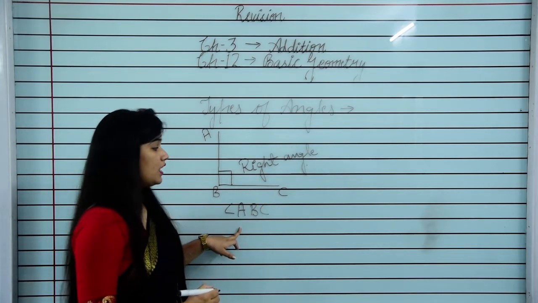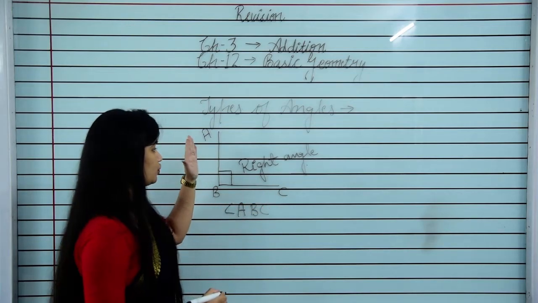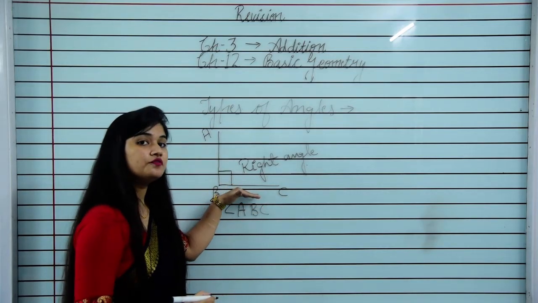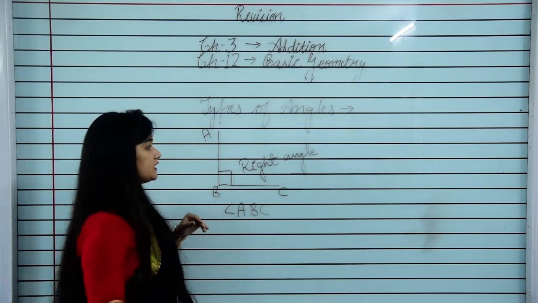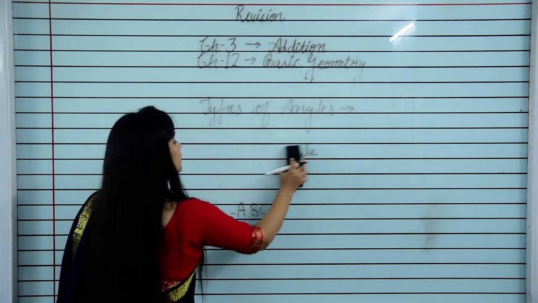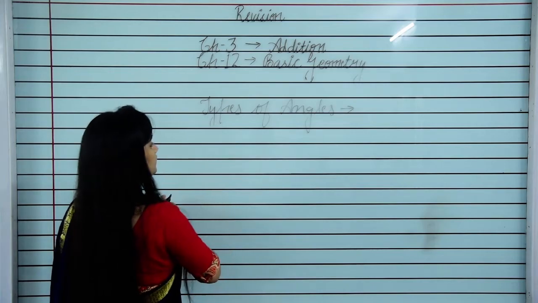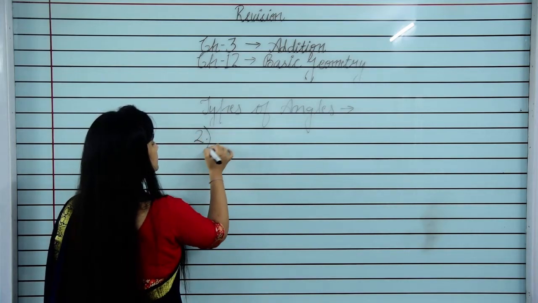Understood students? How can we form a right angle? By joining a horizontal and a vertical line. Now we see the next angle, students. The second angle is acute angle.